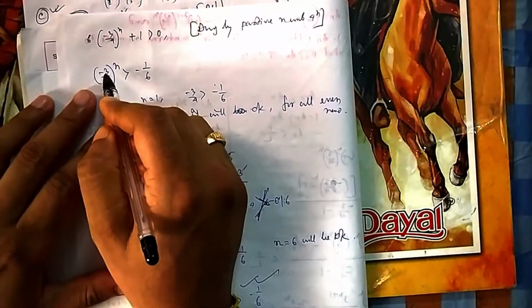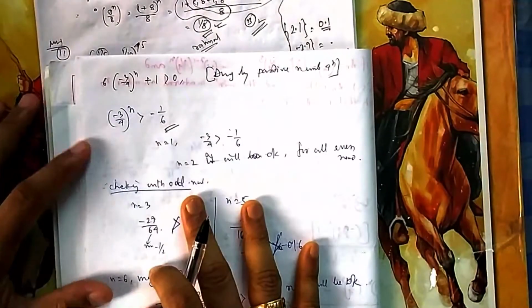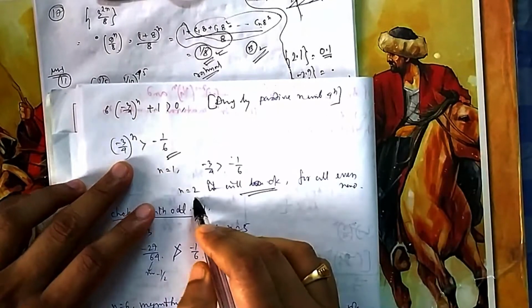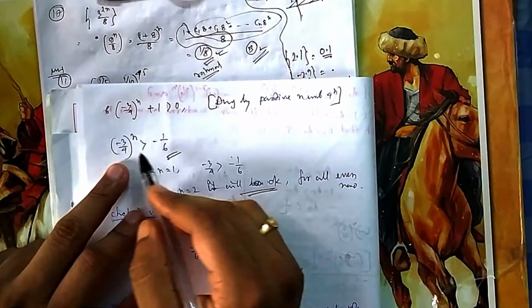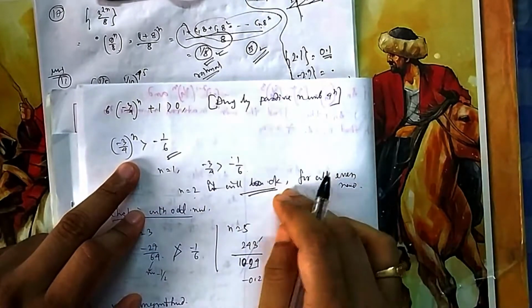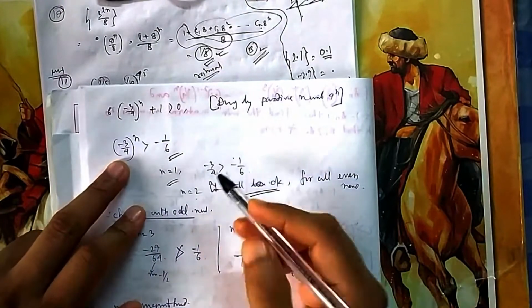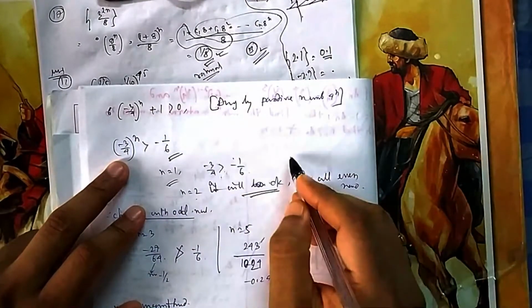Minus 1 to the power n I have given inside. Now once you get this, you check for what values of n it is satisfied. For any even number n, if n equals 2, 4, 6, because it will be positive, it will always be greater than that negative number. So for all even numbers it will be okay. Now we have to check only odd numbers. First n equal to 1, so it is minus 3 by 4 is greater than minus 1 by 6.